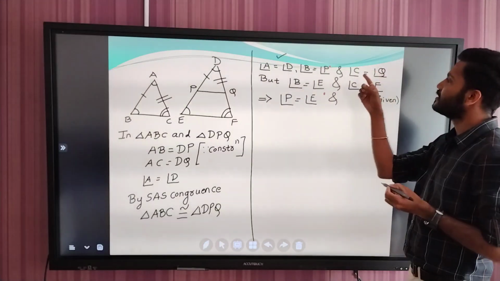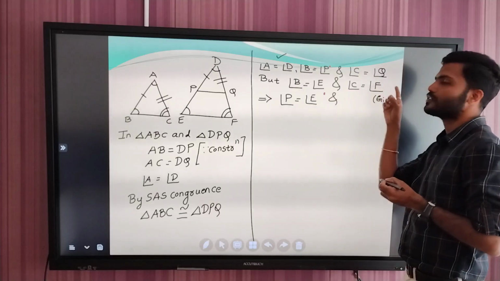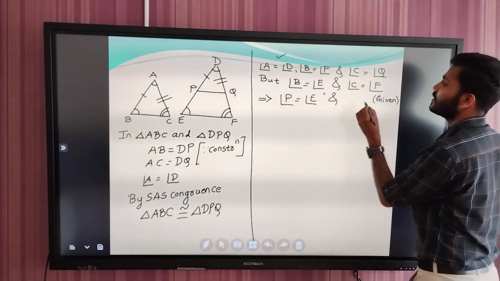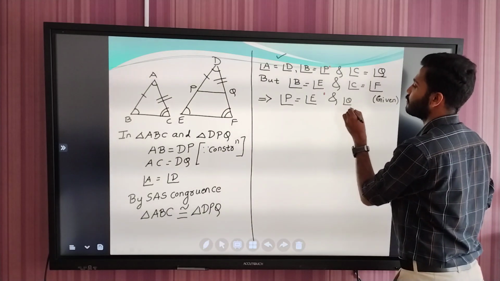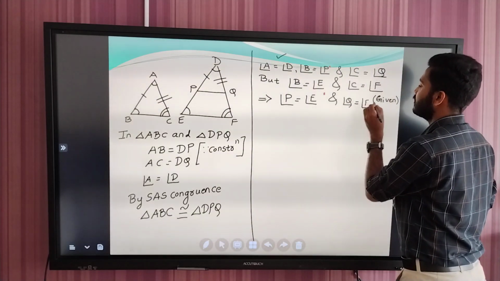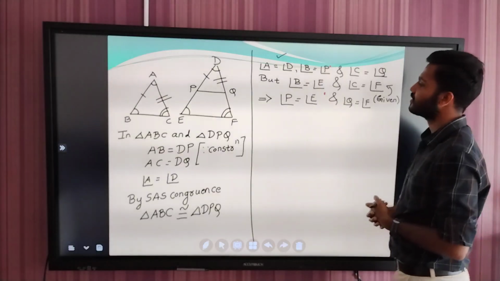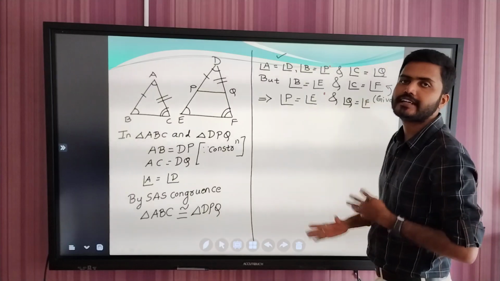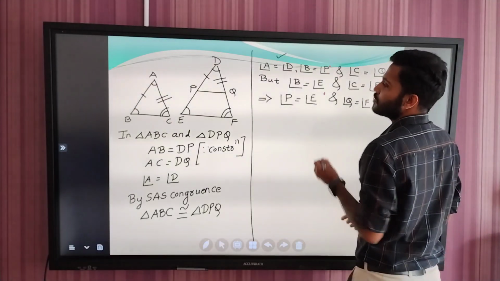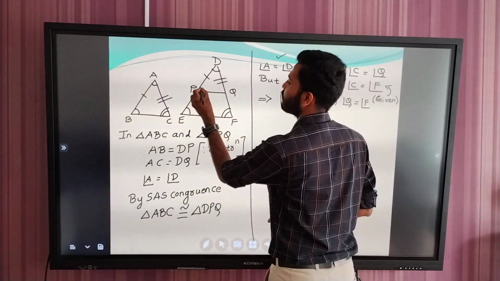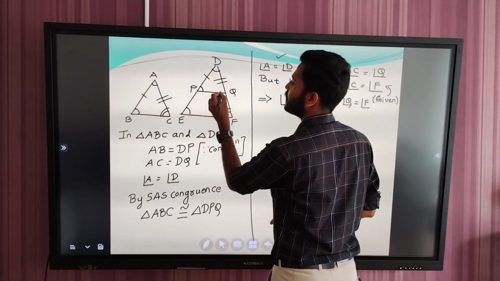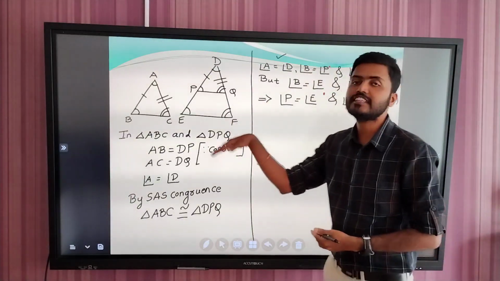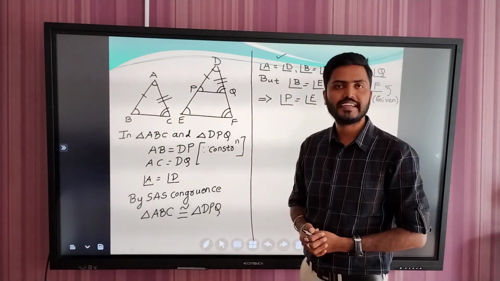And similarly, angle C is equal to angle Q, and angle C is equal to angle F. I can say that angle Q is equal to angle F. So we got angle P equal to angle E and angle Q equal to angle F. Now, my dear students, look at the diagram. If angle P is equal to angle E and angle Q is equal to angle F, these are nothing but the corresponding angles, right?